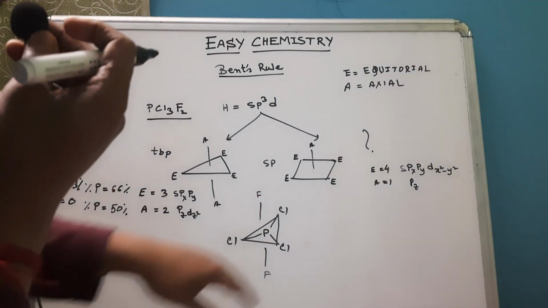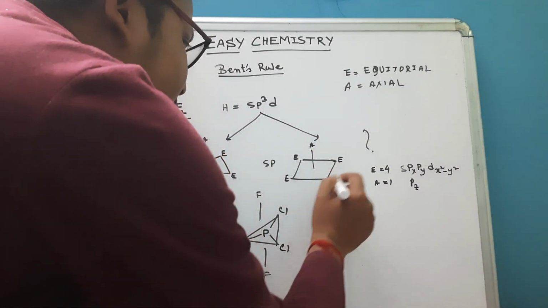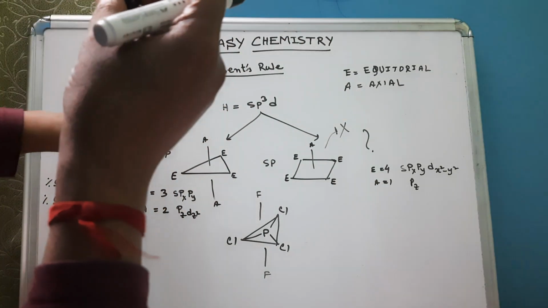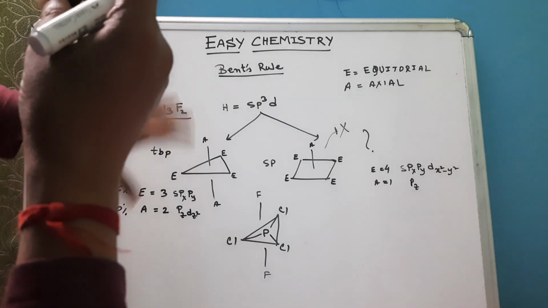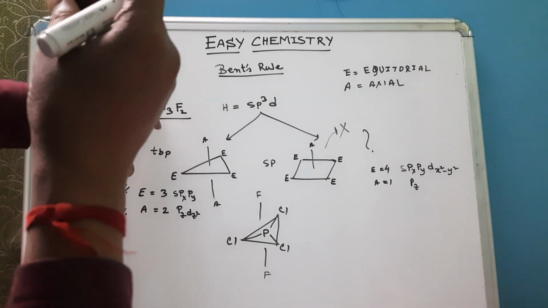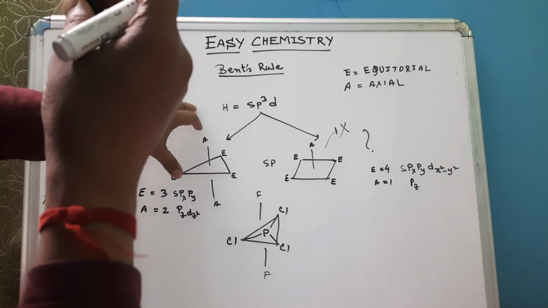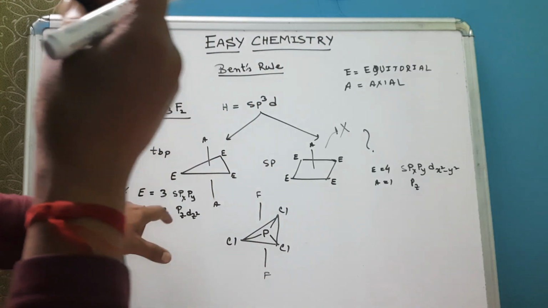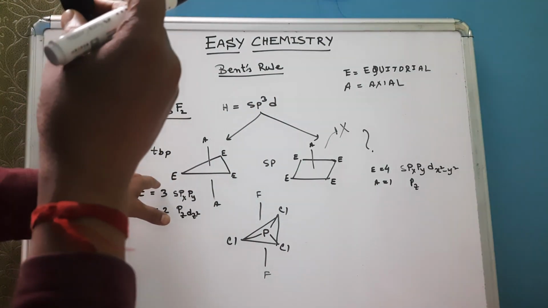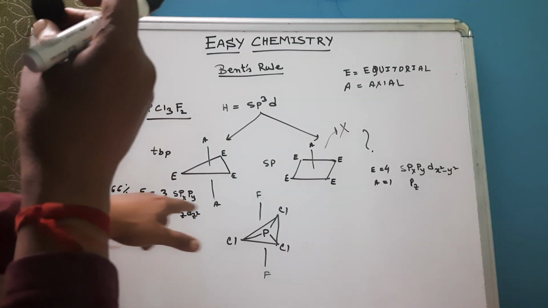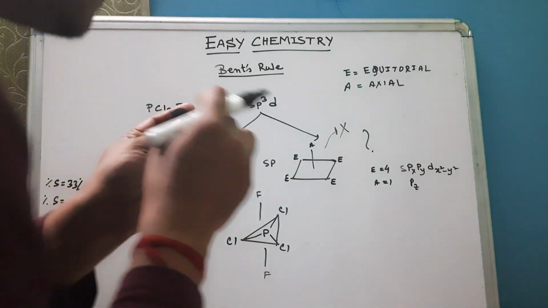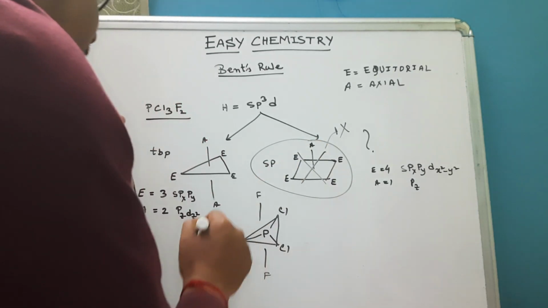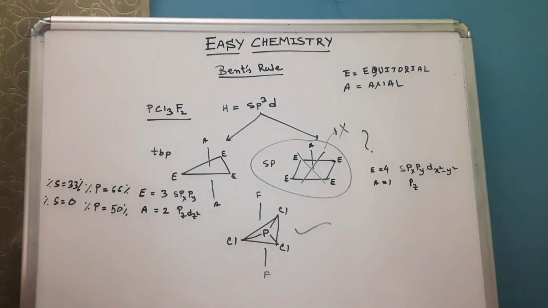axial position, and the square planar structure is not at all possible because here two different kinds of substituents are present. The number of chlorine atoms is 3 and the number of fluorine atoms is 2, so it doesn't match with this formula 4-1. It matches 3-2. So the square planar structure is not possible. If not possible, the main structure will be trigonal bipyramidal.